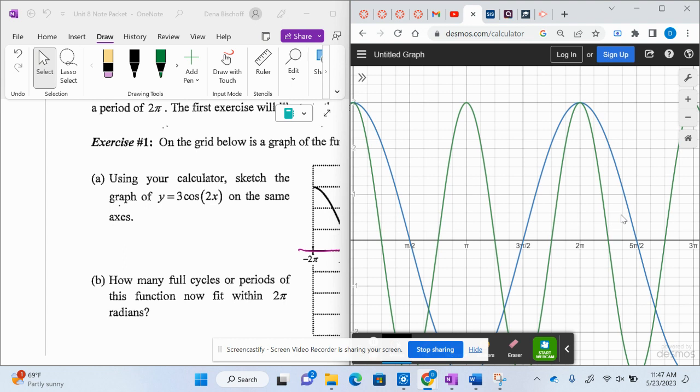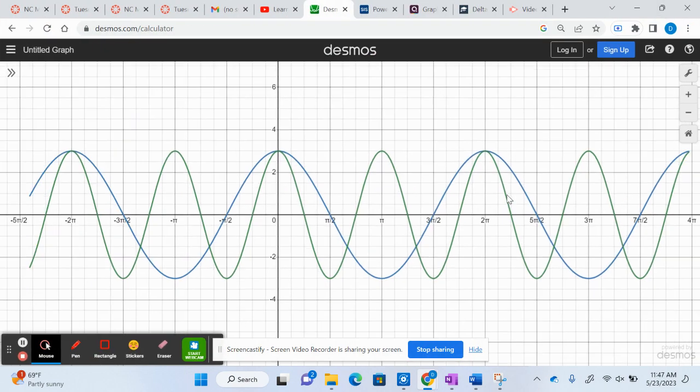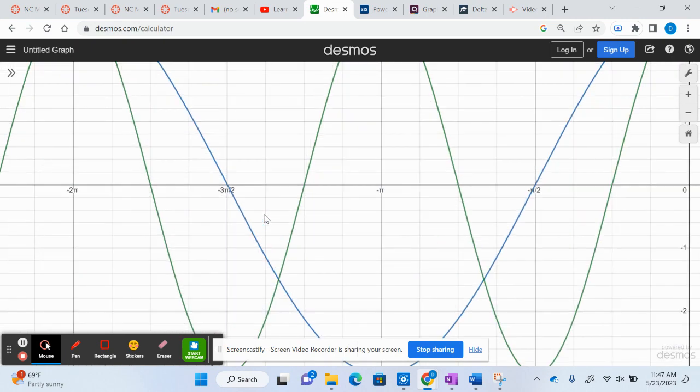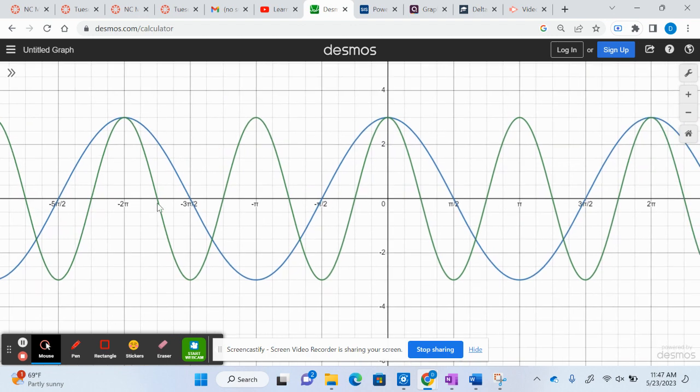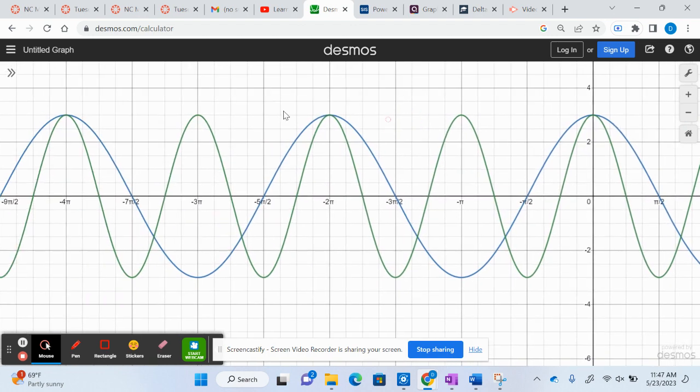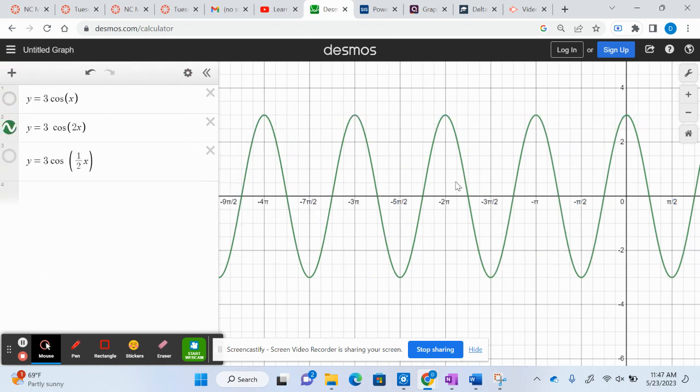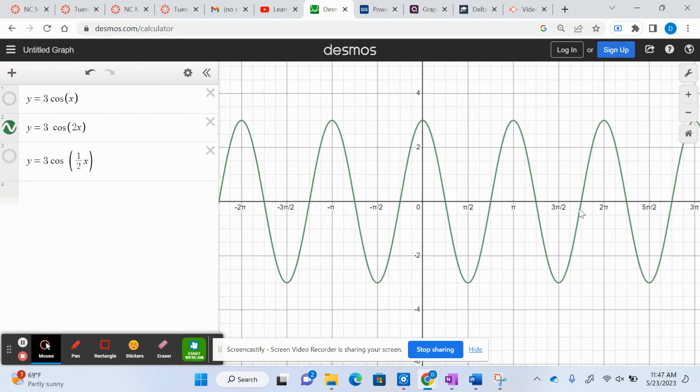So I'm going to erase this and make it big, and we're just going to sketch this graph. So you are just going to copy this graph onto your packet. I'm going to make it big so you can see what happens from negative 2 pi to positive 2 pi. You're sketching the green graph. So let me just get rid of the blue one so you don't make any mistakes. So this is what you're sketching: 3 times the cosine of 2x.